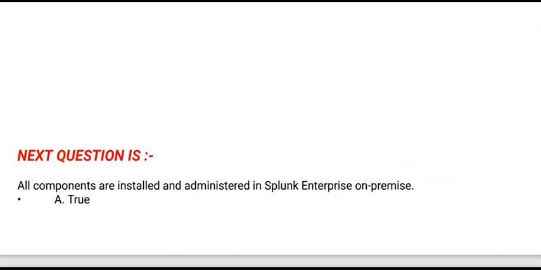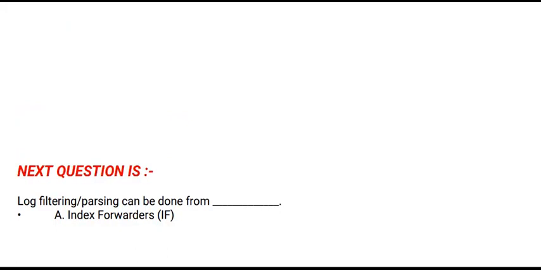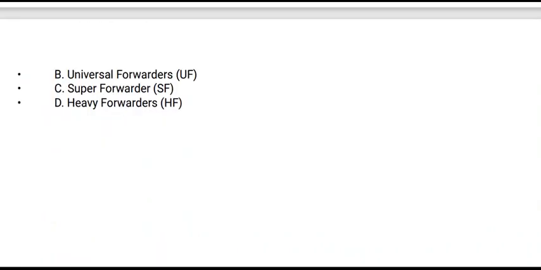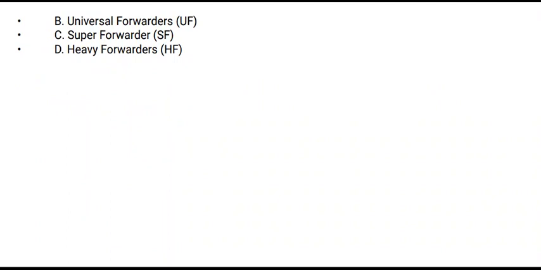Now, the question is, all components are installed and administered in Splunk Enterprise on-premise. Options are, option A, true, option B, false. The correct option is option A. Next question is, log filtering or parsing can be done from dash. Options are, option A, index forwarders, option B, universal forwarders, option C, super forwarder, and option D, heavy forwarders. The correct option is option D.